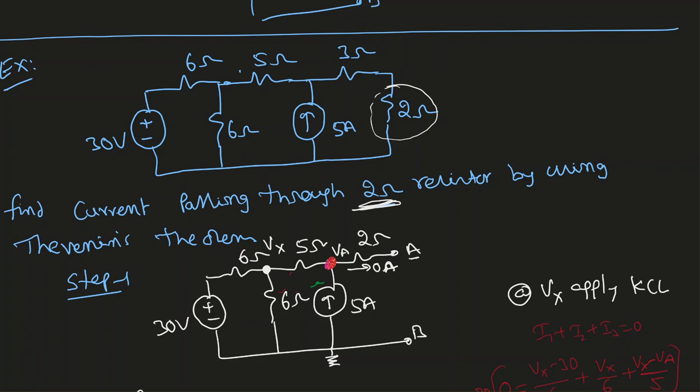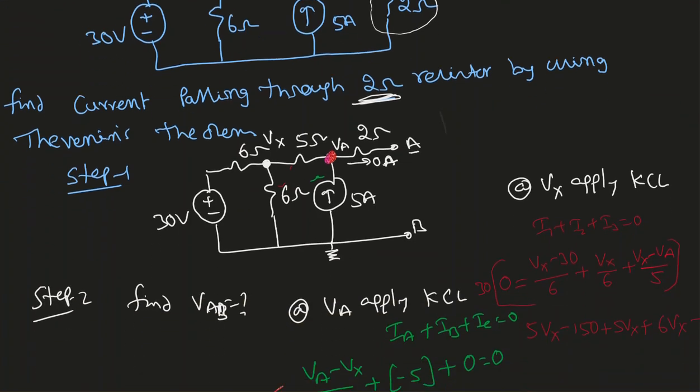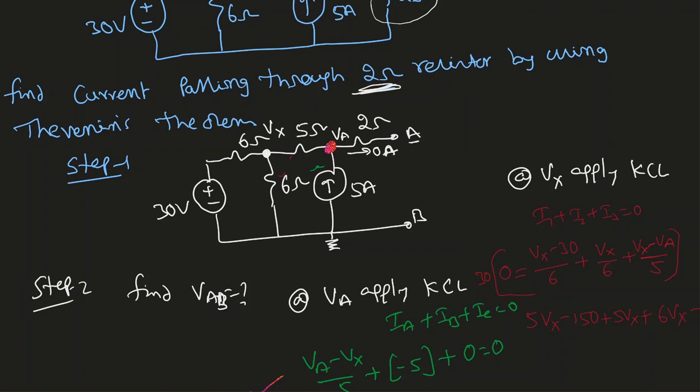Now step 2, find VAB. VAB equal to VA minus VB. Here, since there are 2 sources, I'm going to use nodal analysis to find VAB. B is going to be grounded, so VB equal to 0. So as long as I find VA, that should be good enough.